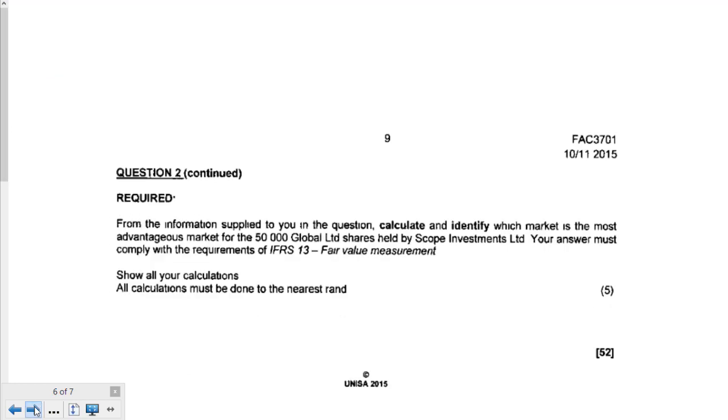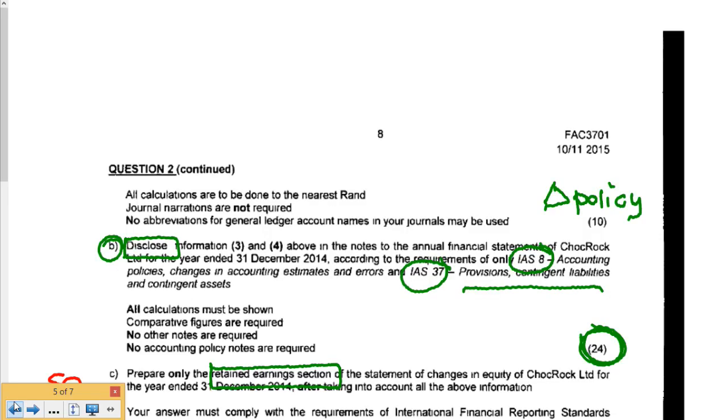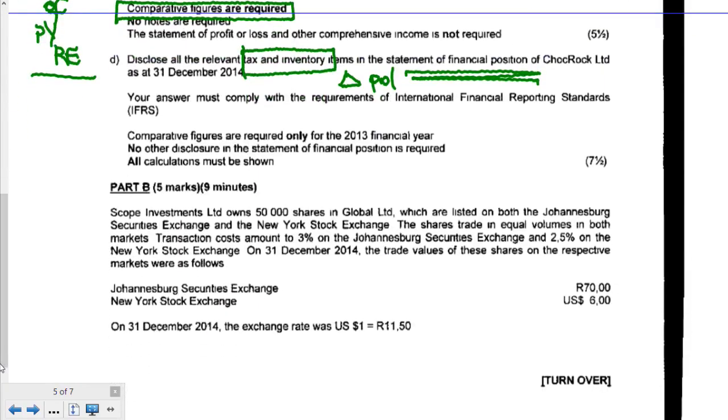We're going to do part A first, and it says, from the information supplied above, calculate and identify which market is the most advantageous market. So they've given you a number of markets where these global shares trade, and you decide which one is the best one. It says that they trade both on the JSE and the New York Stock Exchange, and they talk about transaction costs, and the prices that it's trading at, and they give you an exchange rate. So this is a calc.